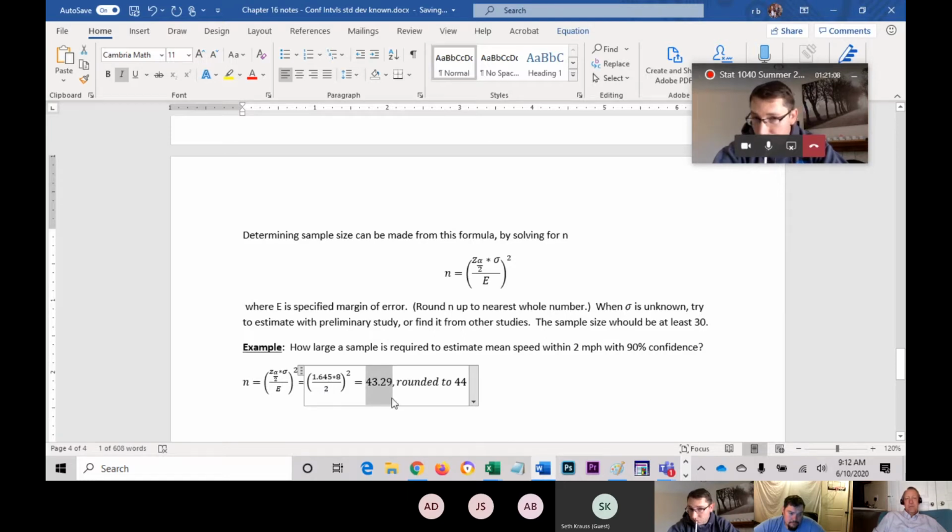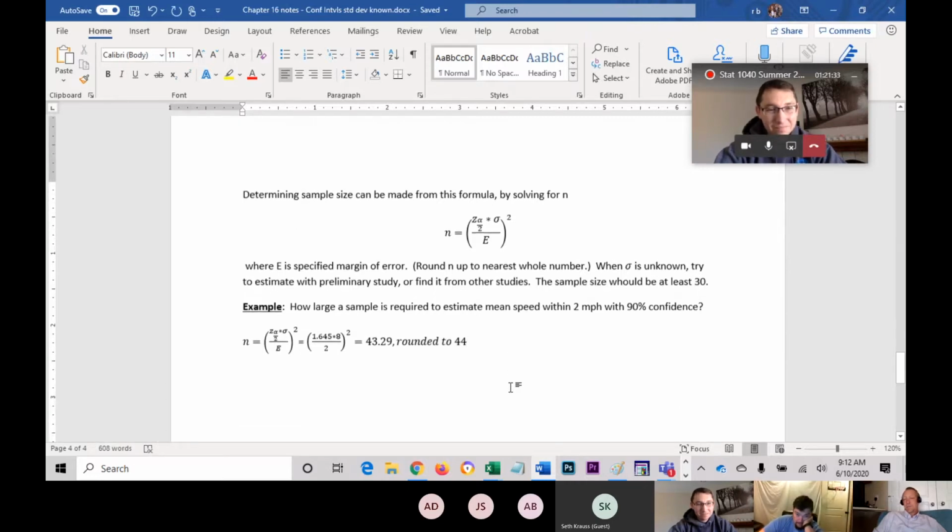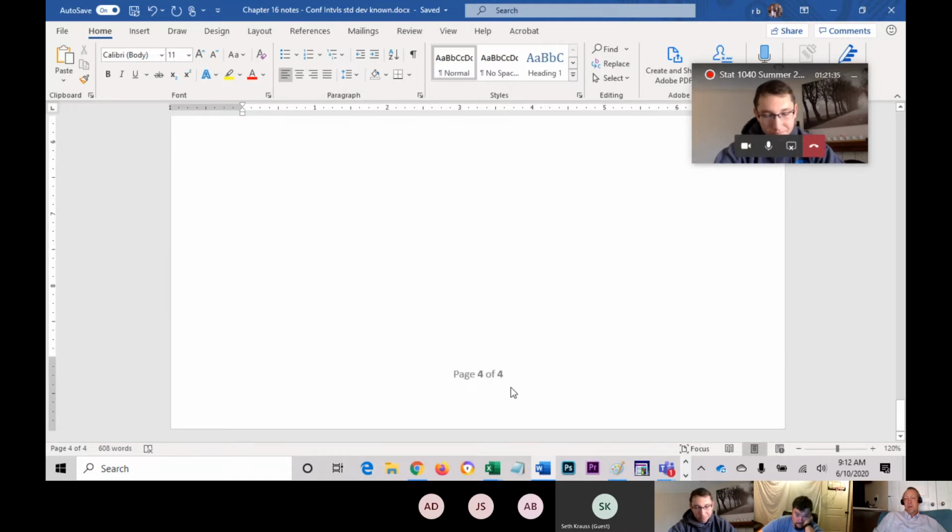Now, in this case, we're always going to round up. So even though that's not greater than 0.5, we're still going to round that to 44. Because if you round it down to 43, then you're going to be less than 90% confident. So even if it's 43.1, you'll round that up to 44. Okay. So that's the one thing there.